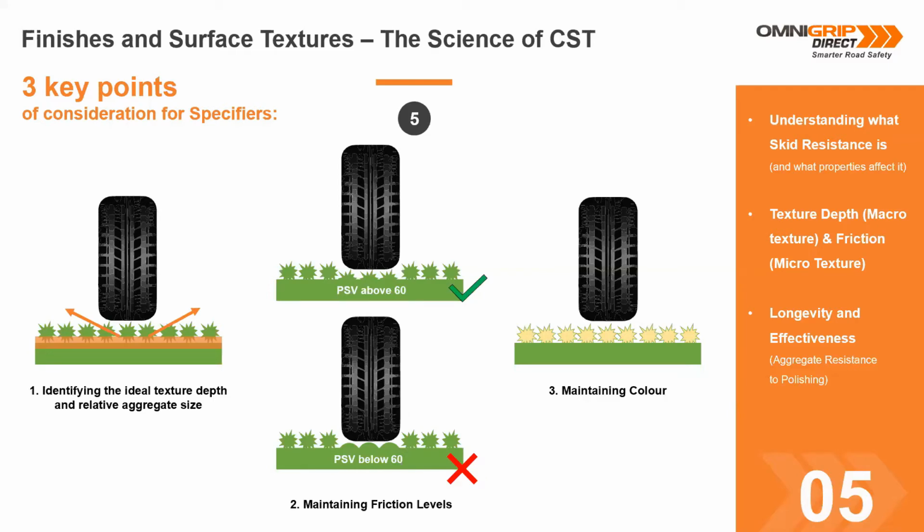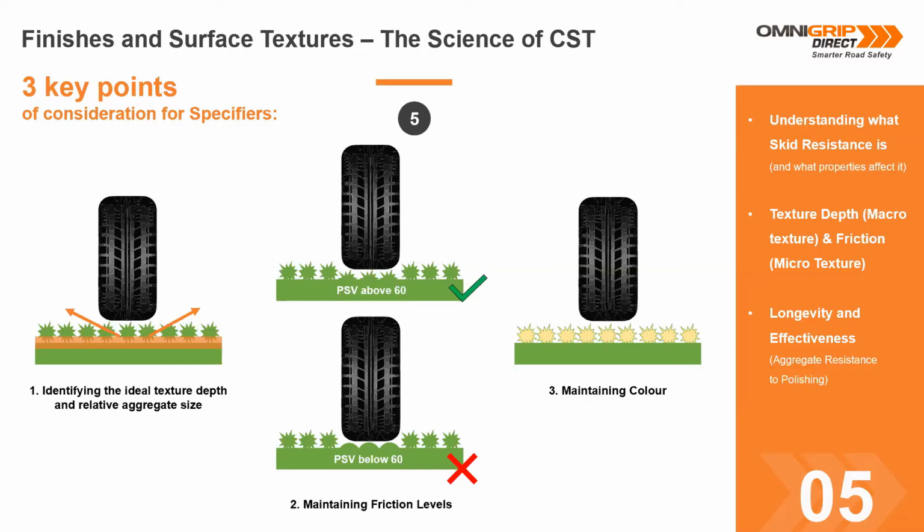So the first one is the macro texture. So this is normally known as texture depth. The second one is micro texture, which more broadly is friction. And the third one is the polished stone value, and that's what we call PSV. Now, what do these all mean?